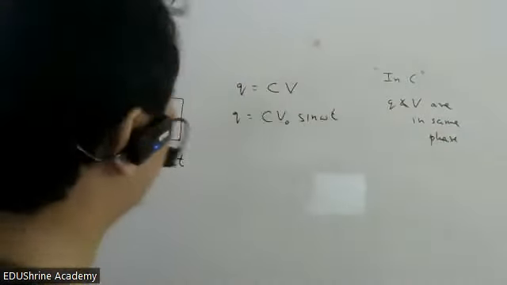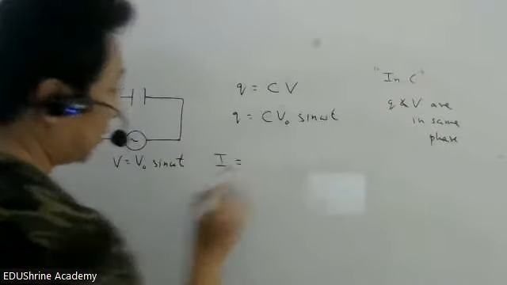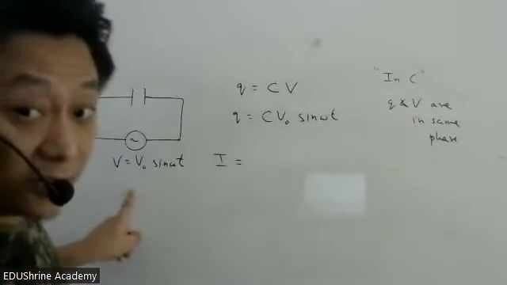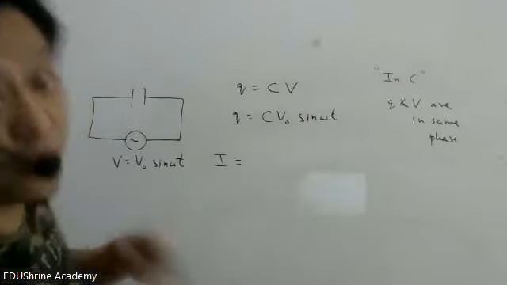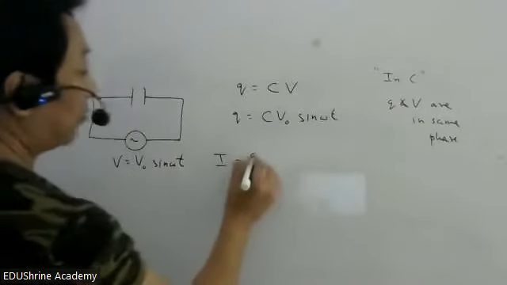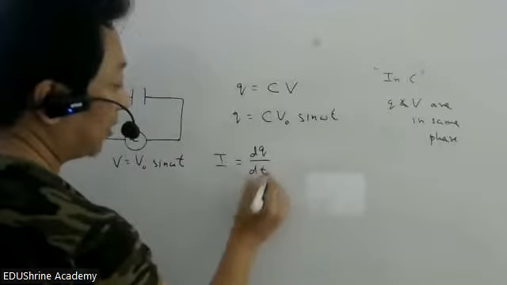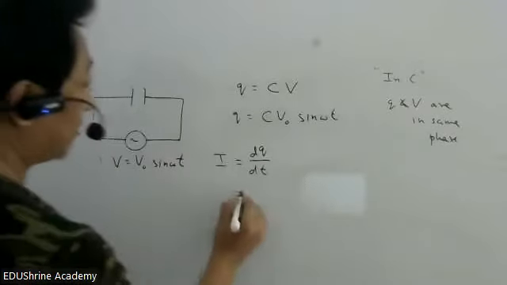But remember, we are not interested in charge actually. We want to know current. Remember, it is instantaneous voltage, it is changing with time. So I want instantaneous current. How to find instantaneous current? dq by dt. Take differentiation of this.